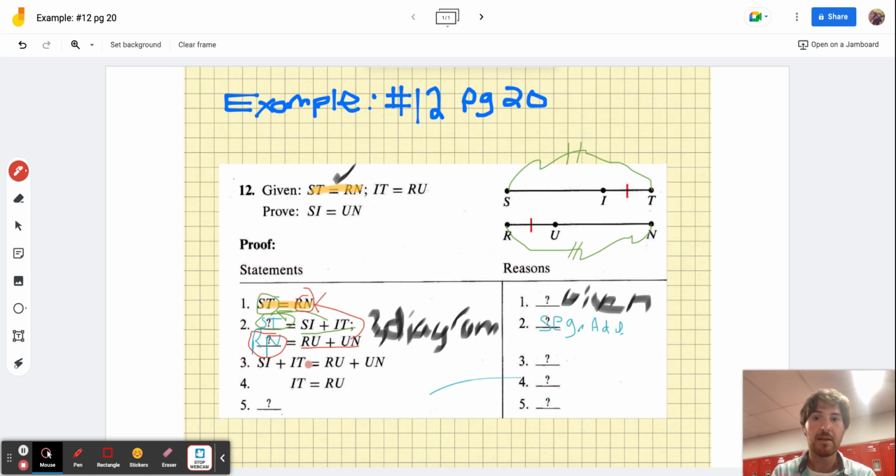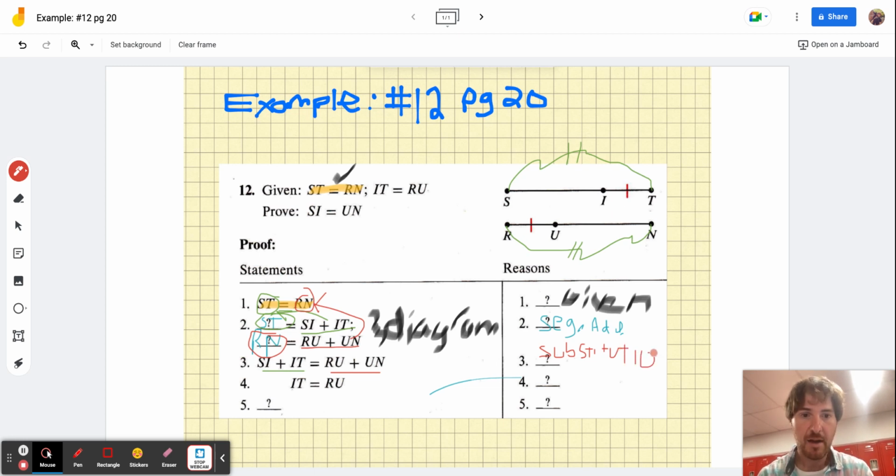So what's happening here is I have replaced ST with SI plus IT, which is now on the left side of this equation, and I've replaced RN with RU plus UN, which is now on the right side. So what justifies this? Well, I'm substituting. This is the substitution property of equality. So I got substitution here. It takes a little while to write this out.